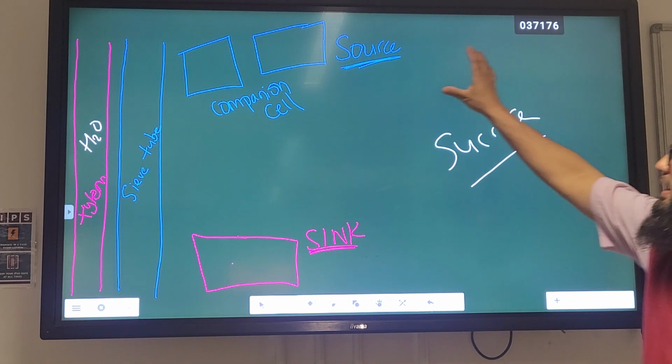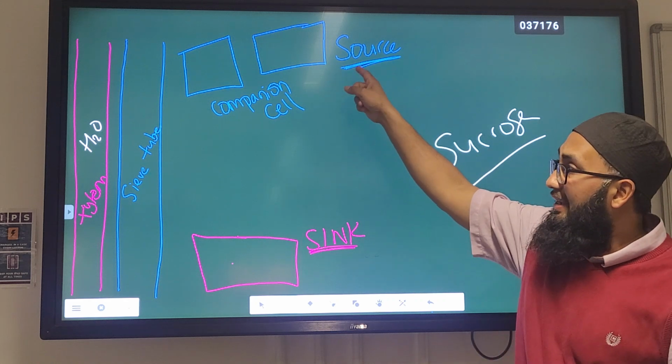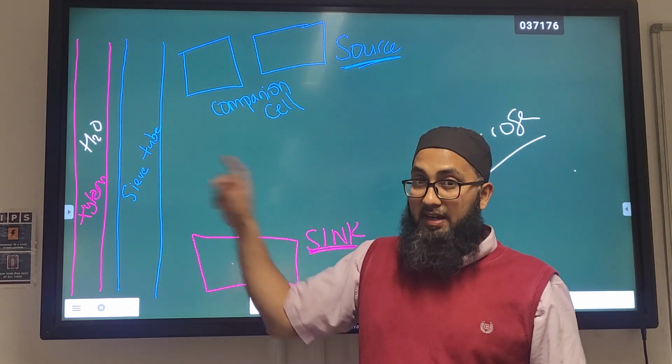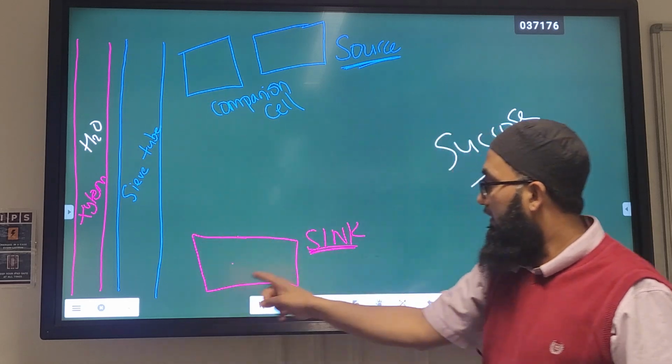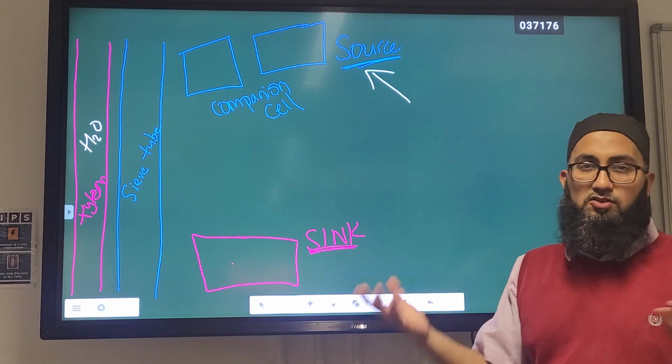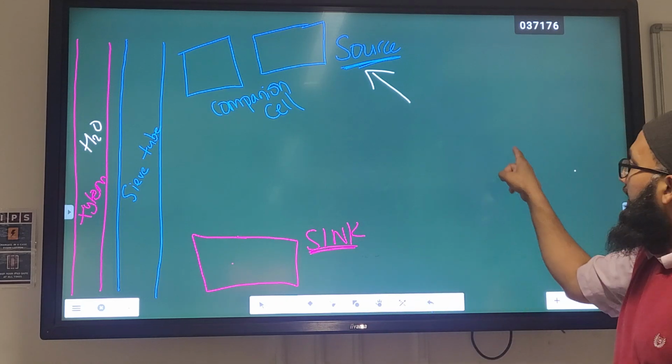So sucrose is from the source, and it gets transported through the phloem, the sieve tube, another name, sieve tube, all the way to the sink. So let's start off from the source. What is the source? I'm going to draw here a leaf.